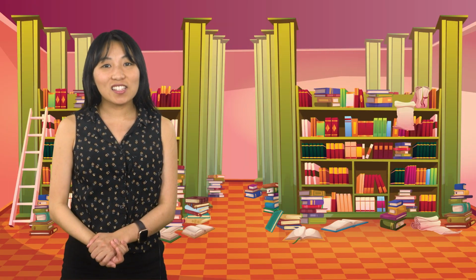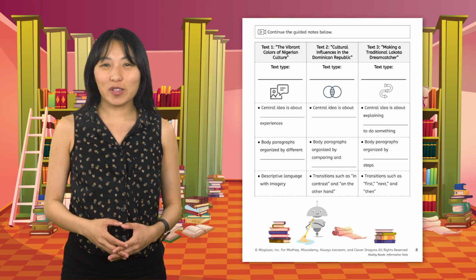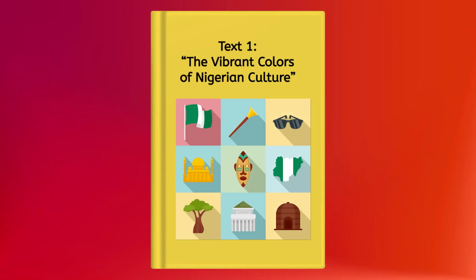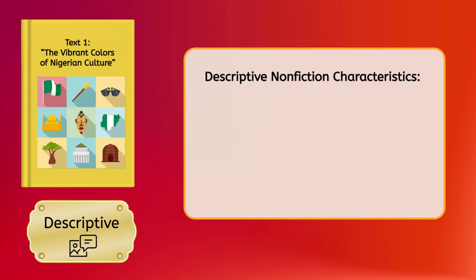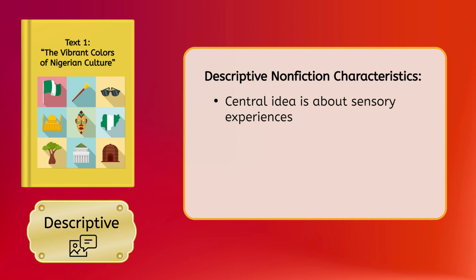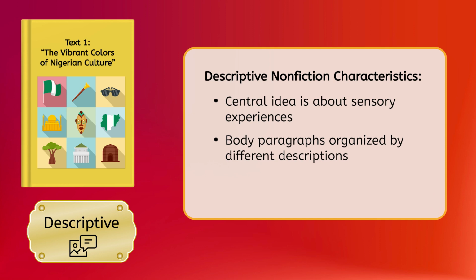As we analyze each text, use the chart in your guided notes to follow along. The first text, The Vibrant Colors of Nigerian Culture, is descriptive nonfiction. We can tell because the central idea is something like, Nigerian culture is full of vibrant sights, sounds, and sensations, which focuses on sensory experiences. Another sign that it's descriptive is that each of the 3 body paragraphs is organized by different descriptions. First, the taste of food, then the sound of music, then the sight of colorful clothes. Also, the language throughout is focused on describing things with imagery.